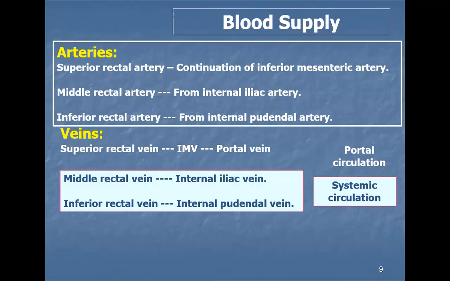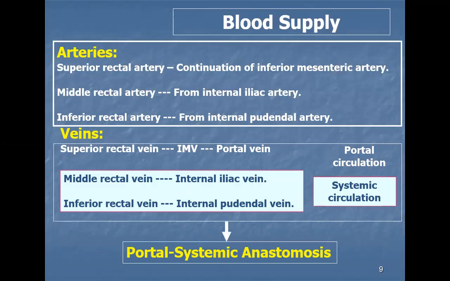So this is a junction between the portal circulation and systemic circulation, portocaval anastomosis. If there is any backflow because of portal hypertension, it leads to enlargement of these veins, which leads to varicosity of these veins. So this is a very important site for the portosystemic anastomosis, or the portocaval anastomosis.